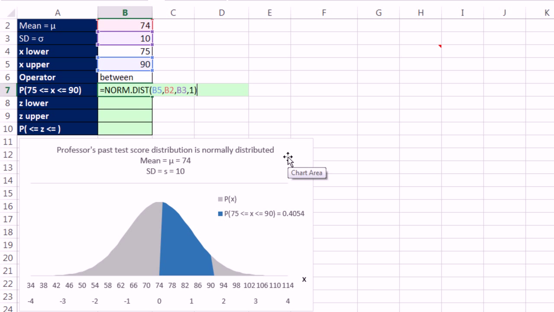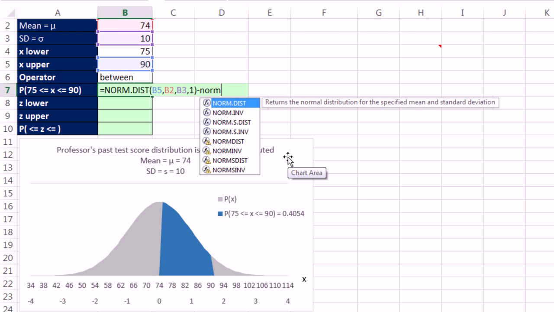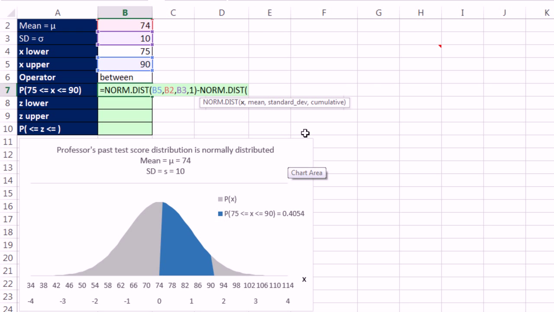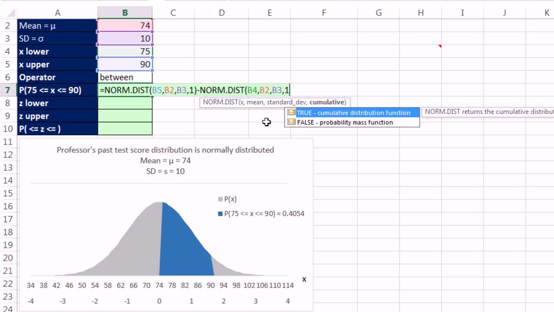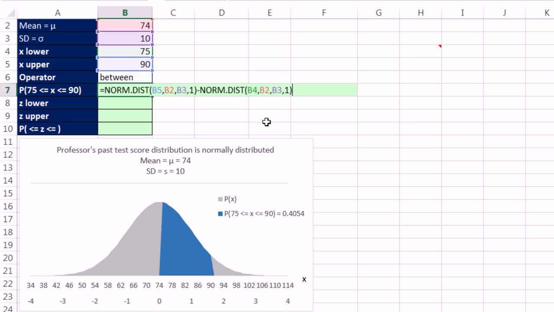F2, but now I need to subtract another NORM.DIST. I give it the smaller x, 75, comma, the mean, comma, the standard deviation, and 1. Two areas, bigger area minus smaller area, and that's the probability I get between 75 and 90, about 40%.